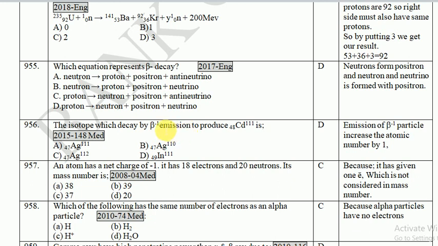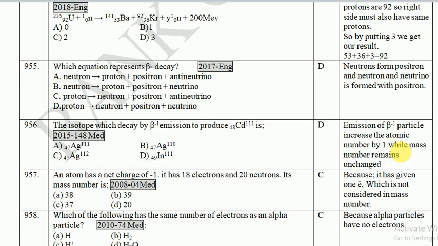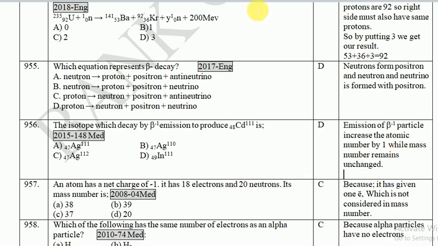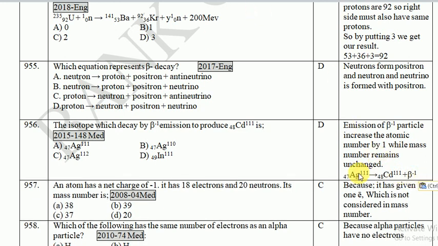Now in beta decay, the mass number remains constant. It doesn't change. So it will be 111. So option A is correct. So the solution is: emission of a beta particle increases the atomic number by 1, while the mass number remains unchanged, like in this case. So this was the answer. Ag-111 remains constant, but 47 will become 48 because an electron has been emitted with it.